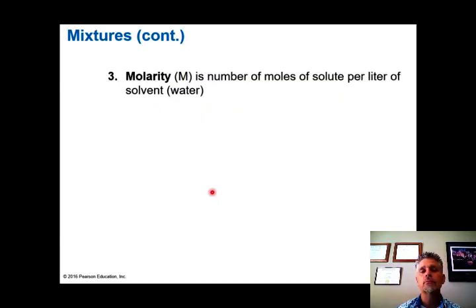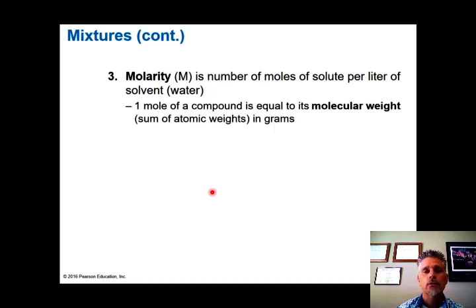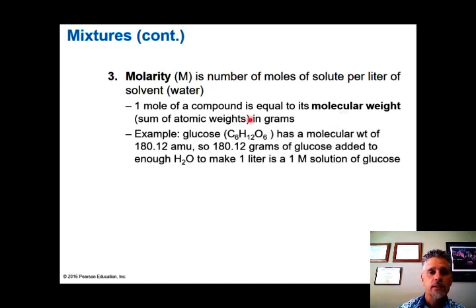You can also express it in terms of molarity. This is the number of moles of that solute per liter, that's the unit, liter of water. One mole of a compound is equal to its molecular weight, when you add up all of those atomic weights, in grams. For instance, this is how we express a glucose molecule. It has 6 carbon, 12 hydrogen, and 6 oxygen. If we add up all of the molecular weights of all those atoms, we have about 180 AMU, and so 180 grams of glucose added into water to make a liter is going to give you a 1 molar solution of glucose.